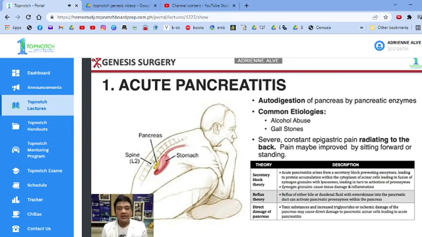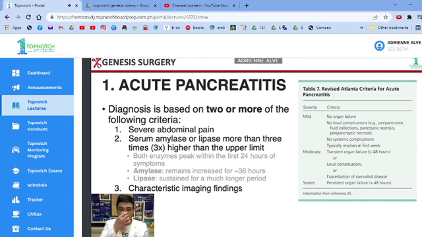The pain is severe, constant epigastric pain radiating to the back, and the pain would improve if you lean forward to relieve the visceral irritation from the pancreas. Okay? So how do you diagnose acute pancreatitis? We can use the Atlanta criteria for that. Two or more of these three, easy to remember, would clinch the diagnosis of acute pancreatitis. Abdominal pain, which is why the patient came to the ER, and then amylase and lipase more than three times the upper limit.